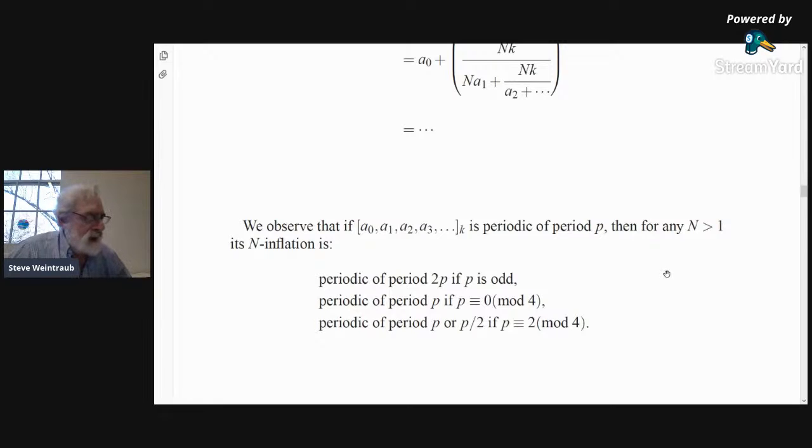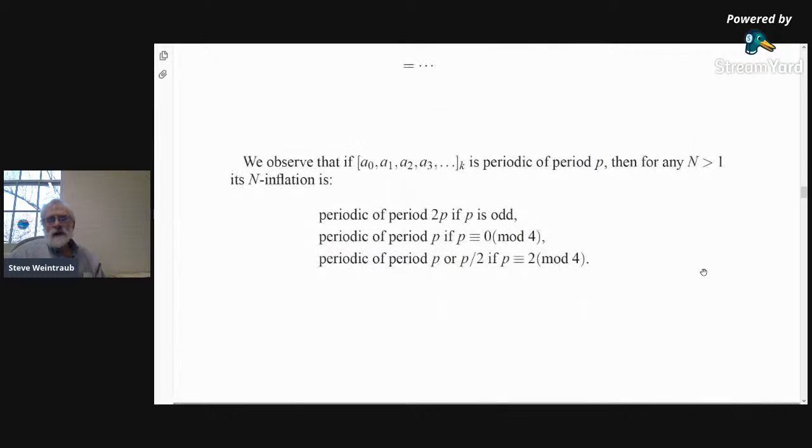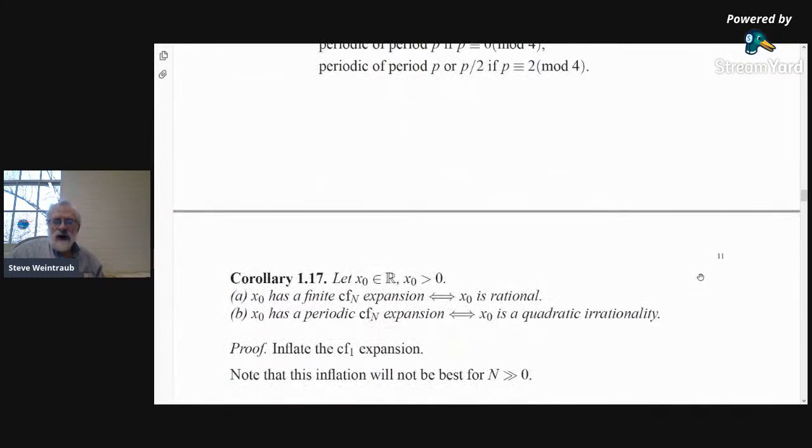All right, one thing, okay, so let's just keep that in mind. Okay, so I mentioned that inflation is a way of producing periodic expansions, so this enables me to prove the following corollary. Suppose I look at some positive real number x sub 0, then x sub 0 has some finite CFN expansion, that is continued fraction numerator n, if and only if it's rational, and it has some periodic expansion if and only if it's a quadratic irrationality.